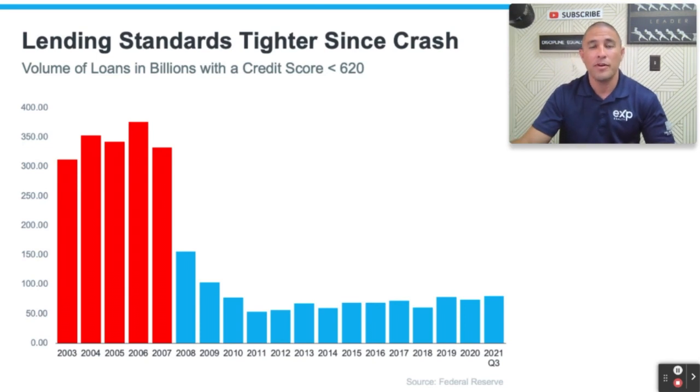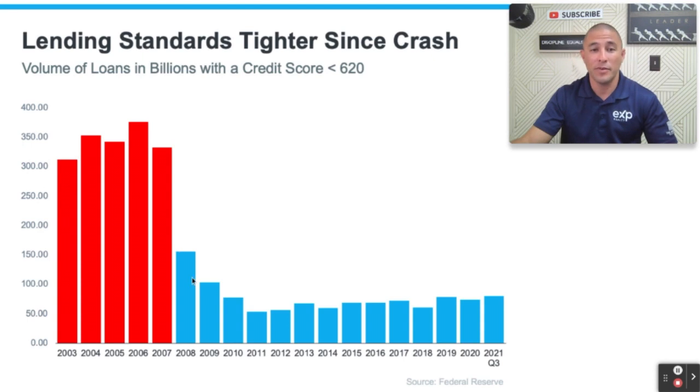On this graph, what we're looking at is the volume of loans in billions with a credit score of less than 620, right? So that's a big indicator, your credit score and your ability to pay back, and how much risk you have when somebody lends you money. If you look at this, we were up in the $350 to $400 billion range in terms of the number of loans that were given to people with a credit score of less than 620.